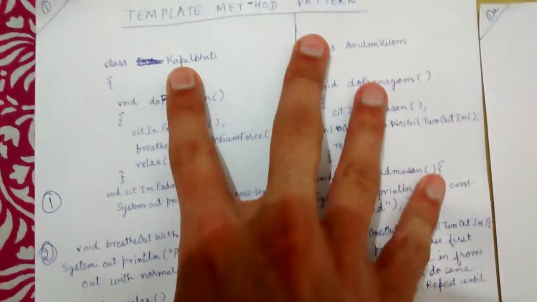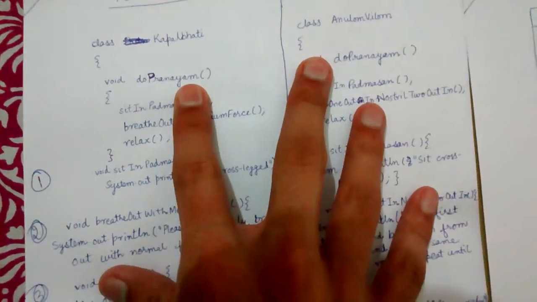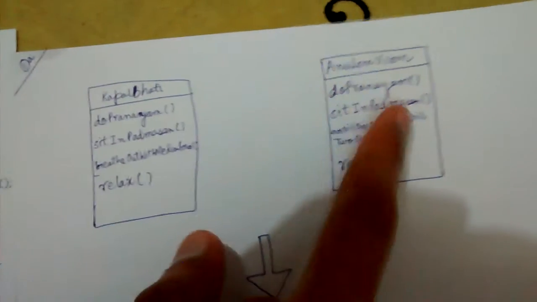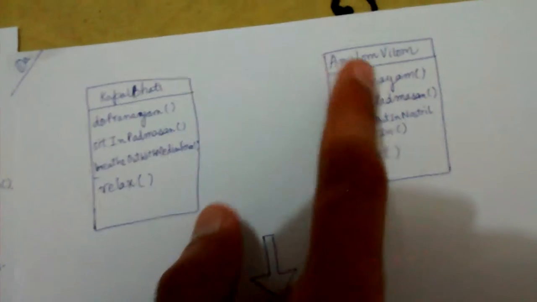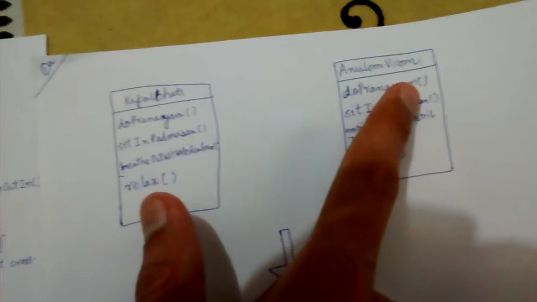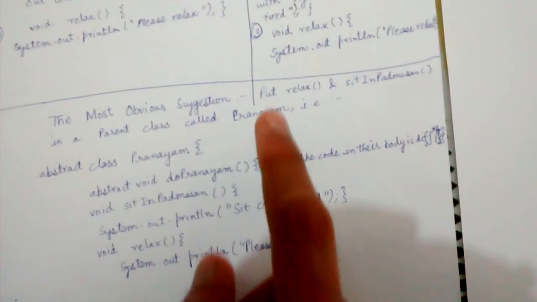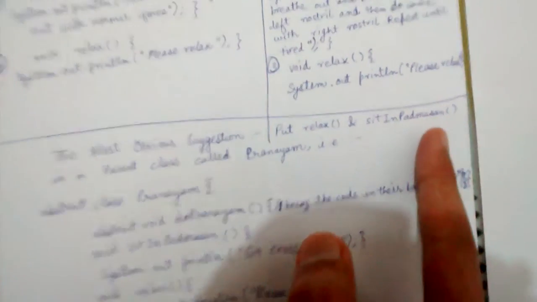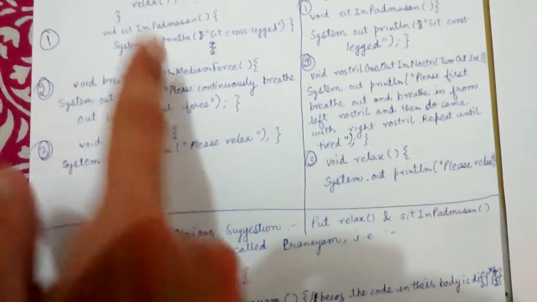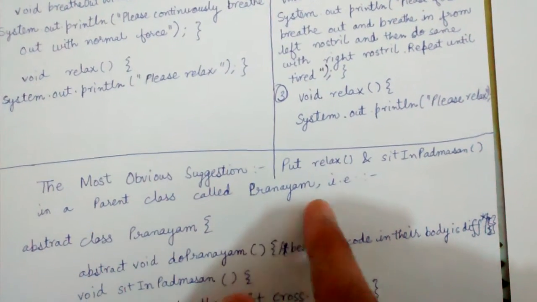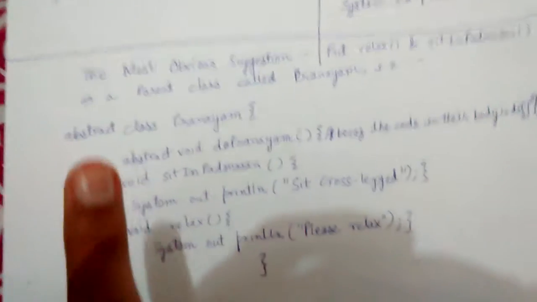So whatever scenario we have described here, let's look at its class diagram parallelly. So these are the two classes, two simple class diagrams, four methods here, Kapalbhati class and Anulom Vilom class. Let's look how we can improve this. The most obvious suggestion is we can put relax method and sit in Padmasana method. These two are common across these two classes, the first and the third method. So relax and sit in Padmasana in a parent class called pranayam, that is we create an abstract class pranayam.